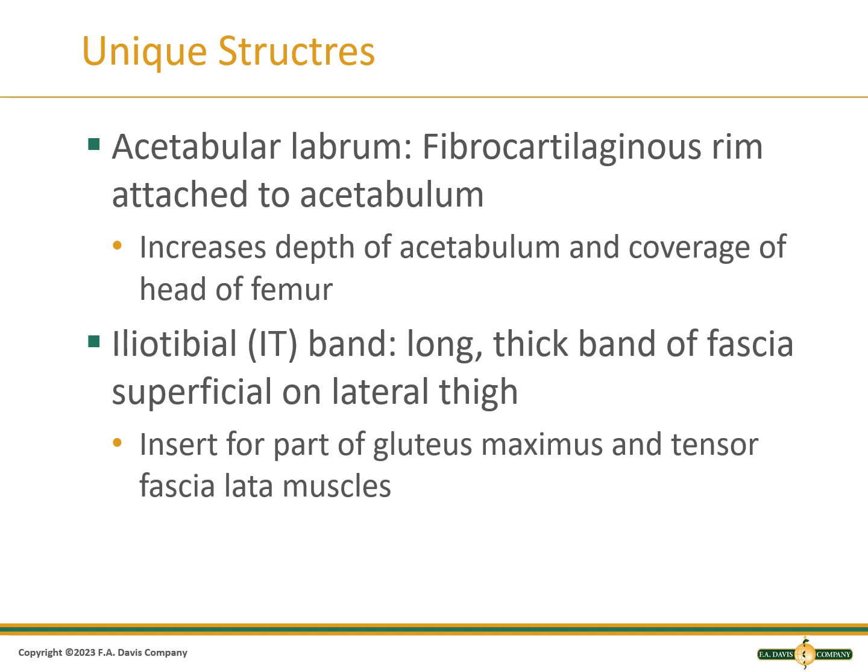Moving on to unique structures of the hip. We'll start off with the acetabular labrum, which serves a lot of the same purpose as the labrum of the shoulder. It's a fibrocartilaginous rim attached to the acetabulum, so it helps to provide the rim of articulation for the femoral head that both increases the depth of the acetabulum and the coverage of the head of the femur.